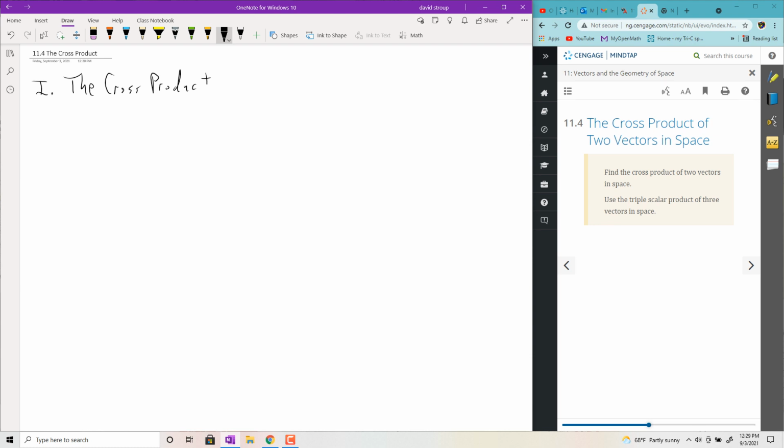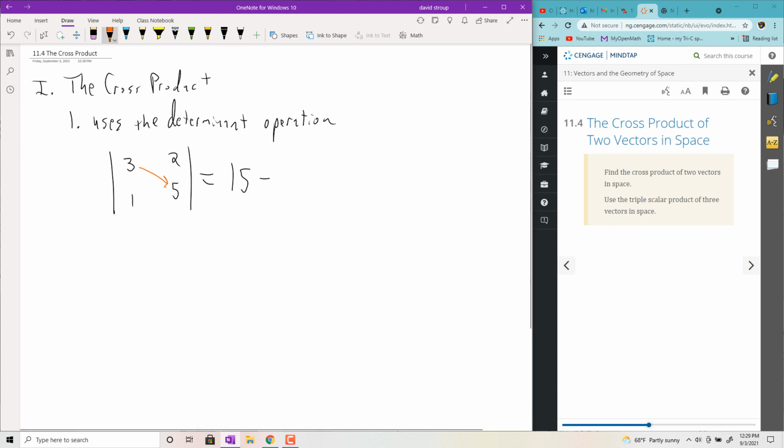and to evaluate it, we use what's called the determinant operation, which you may have seen already if you took linear algebra. So in particular, if you have this object, 3, 1, 2, 5, take the determinant of that thing, you're going to multiply 3 times 5, that will be 15, and then you subtract 2 times 1. 2, oops. So the determinant of that thing would be 13. Okay, so let's try it with some vectors here.